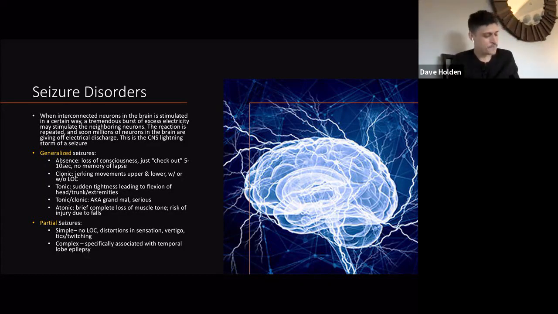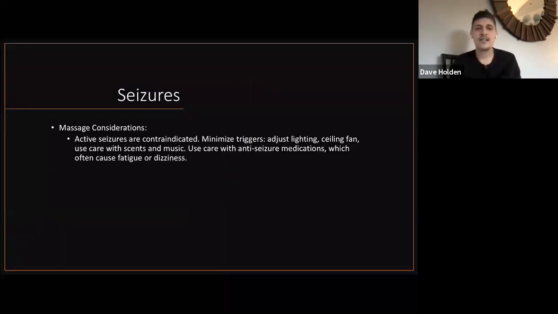All right, so massage considerations for seizure disorders. If they are actively having a seizure, please call 911. They do not need a massage when they are actively having a seizure. Good stuff.